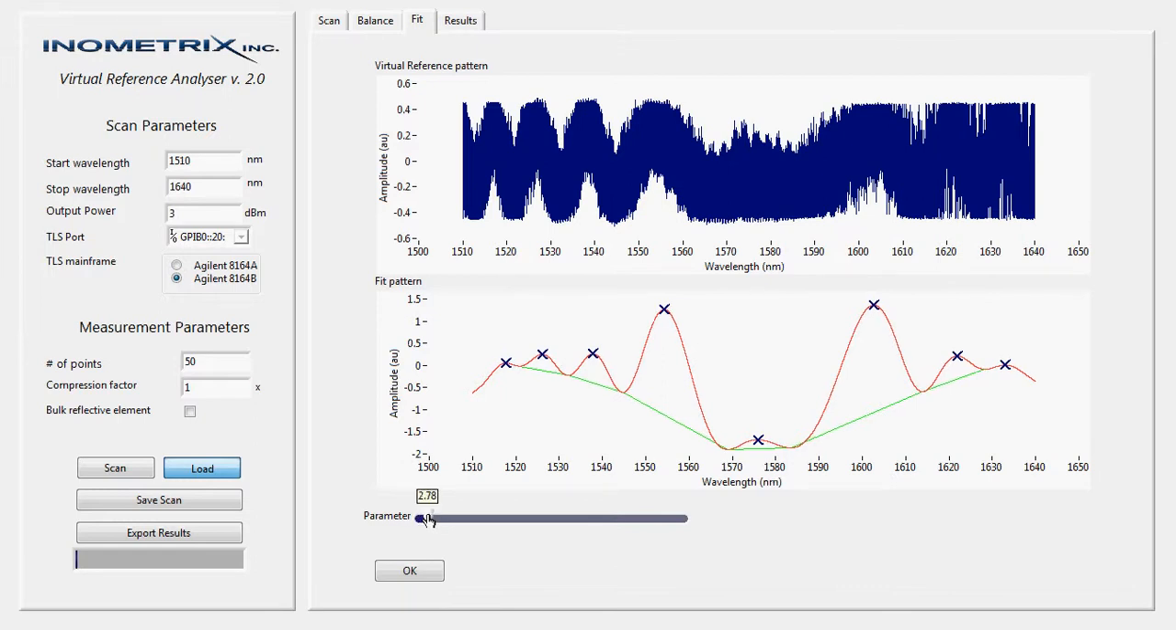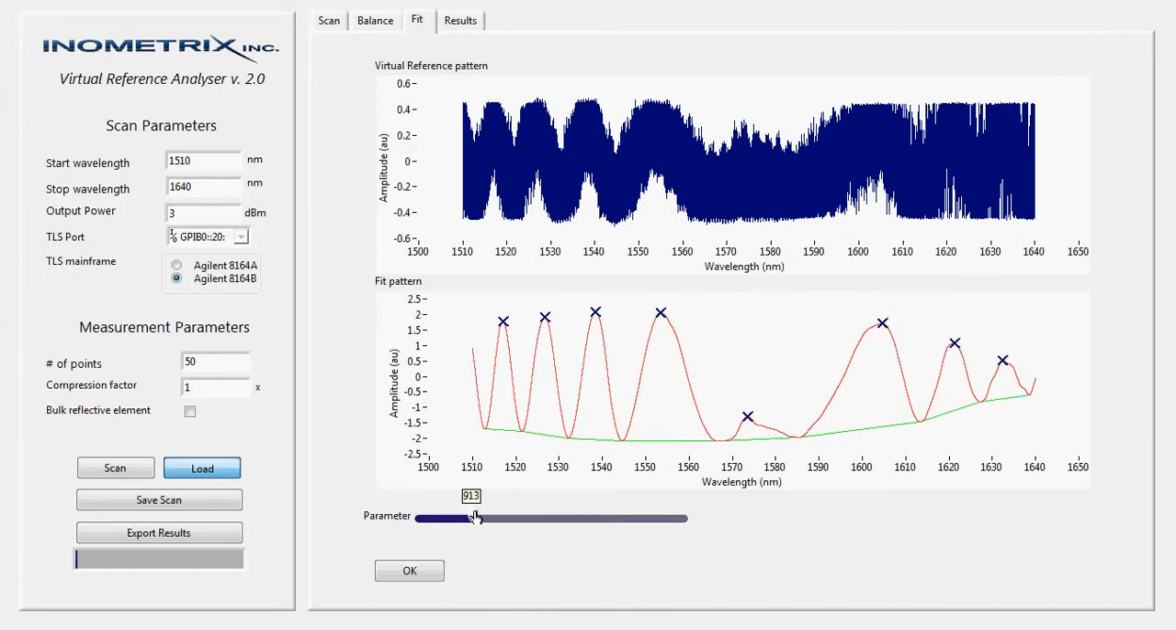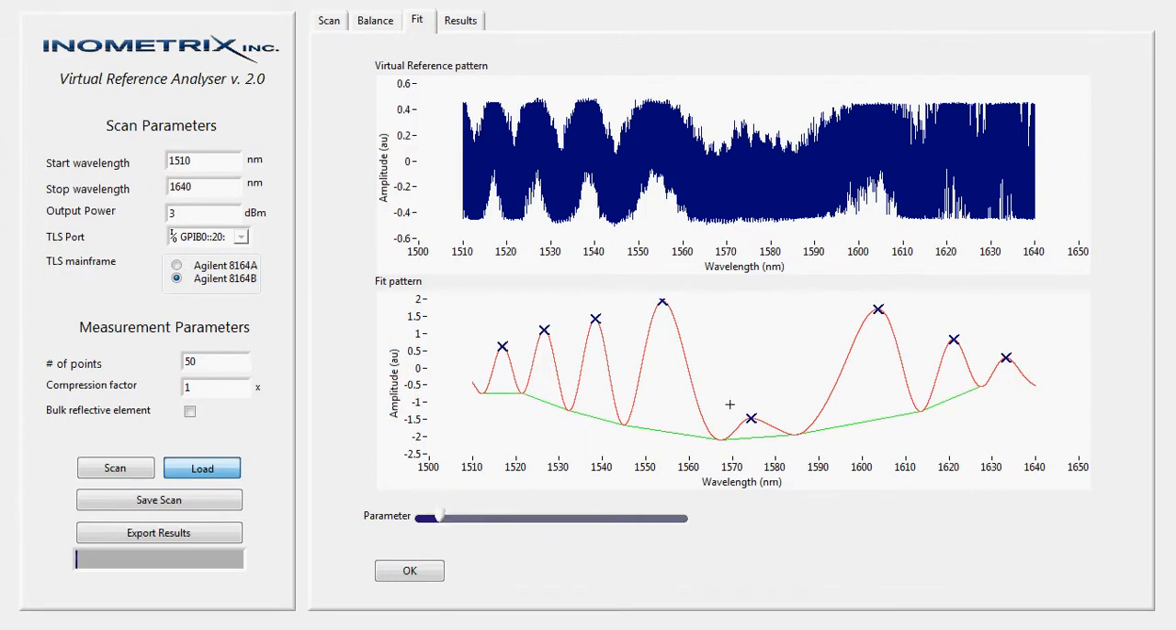So we can increase the parameter fit, and that increases the contrast ratio and gives us better accuracy on where the peak is located. Now, we don't want to go too far, because if we fit too high, what happens is we get more peaks, and that throws off the calculation. So we want to ensure that we only have one peak located, see the X, one peak is located for every peak in the interference pattern.